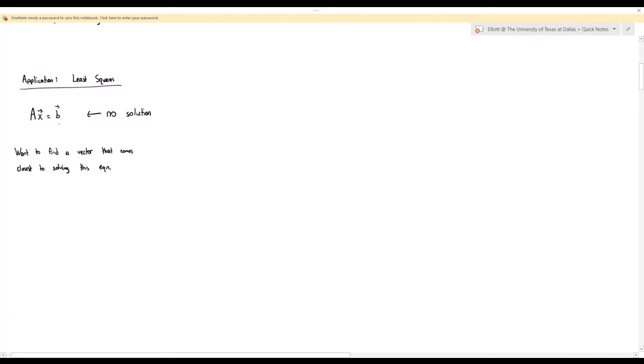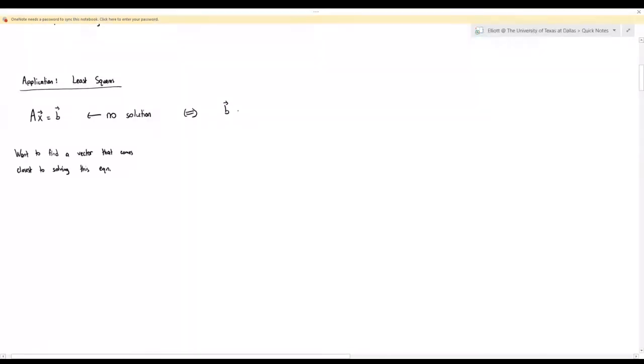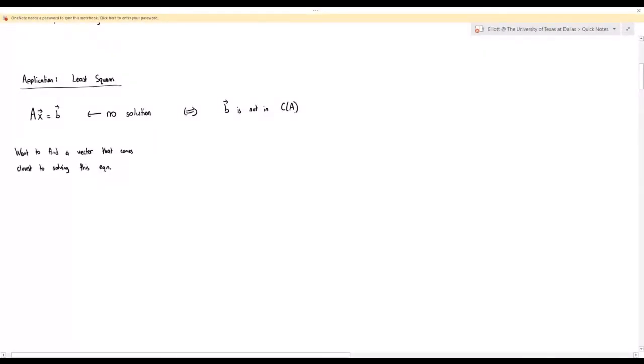Since this equation has no solution, something that we've talked about quite a few times before is that for this equation to have no solution, that means that the vector b is not a linear combination of the columns of A. So in other words, vector b is not in the column space of A. Because if b was in the column space of A, then there would be a solution. So since there's no solution, we can say b is not in the column space.